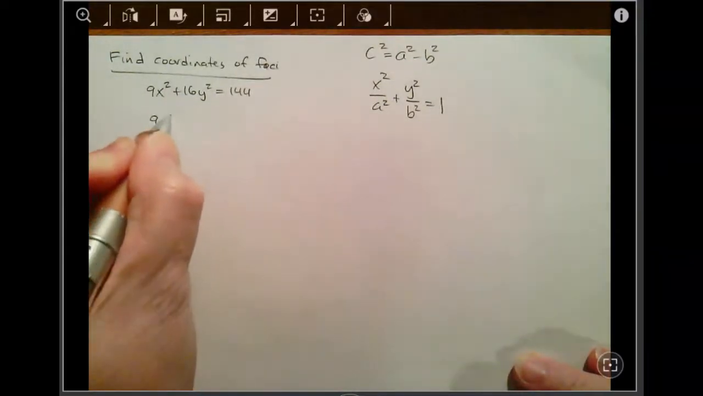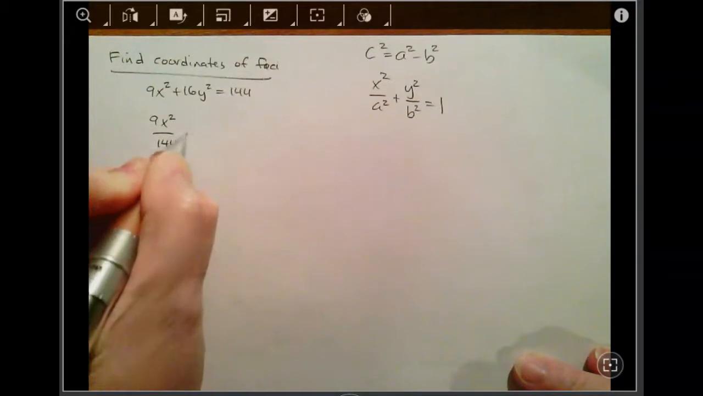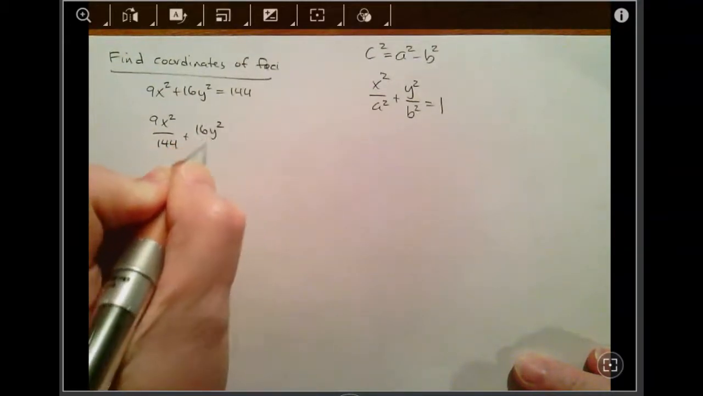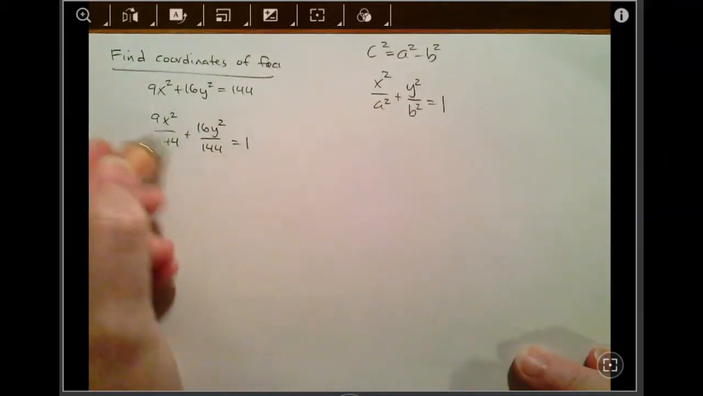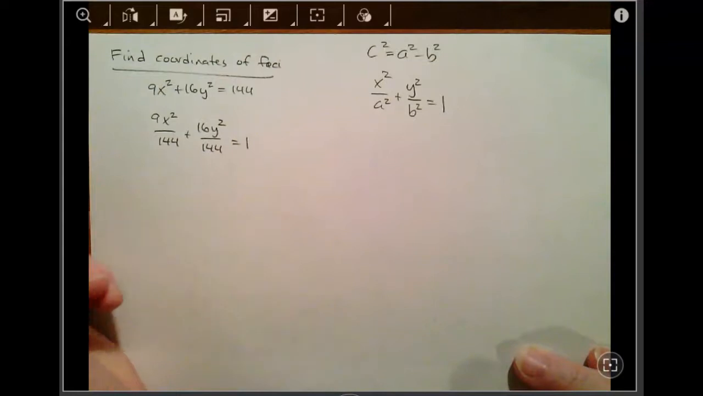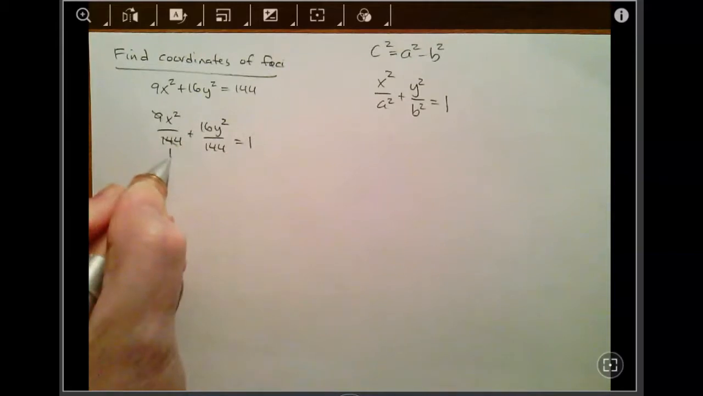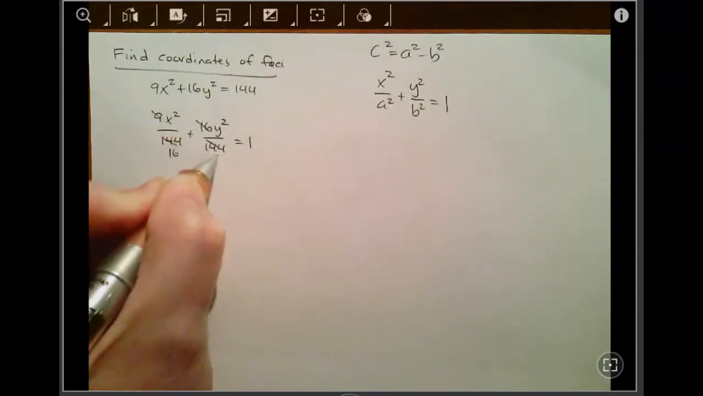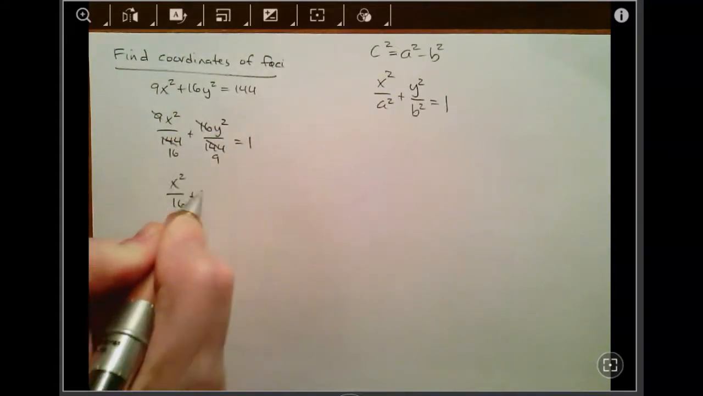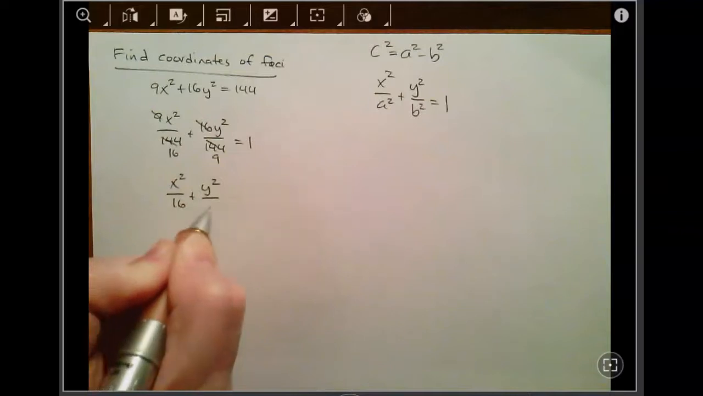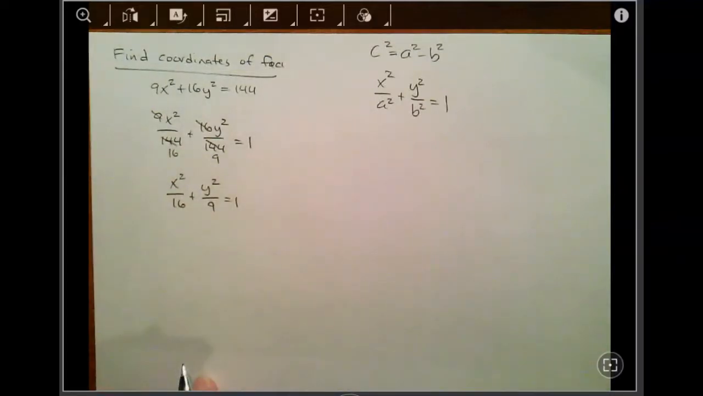So we're going to get 9x squared over 144 plus 16y squared over 144 equals 1. And now on the left side you can actually reduce some things here. 9 over 144 is actually 1 over 16, so this divides, and that will be 16. And this is actually then going to be 9. So we get x squared over 16 plus y squared over 9 equals 1.